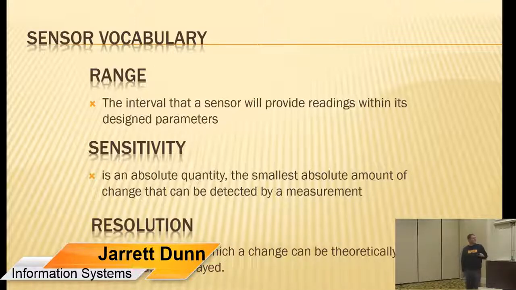Resolution is the degree to which a change can theoretically be detected. It's very closely related to sensitivity, commonly confused, and for all intents and purposes the same, but it has to do with the entire system.